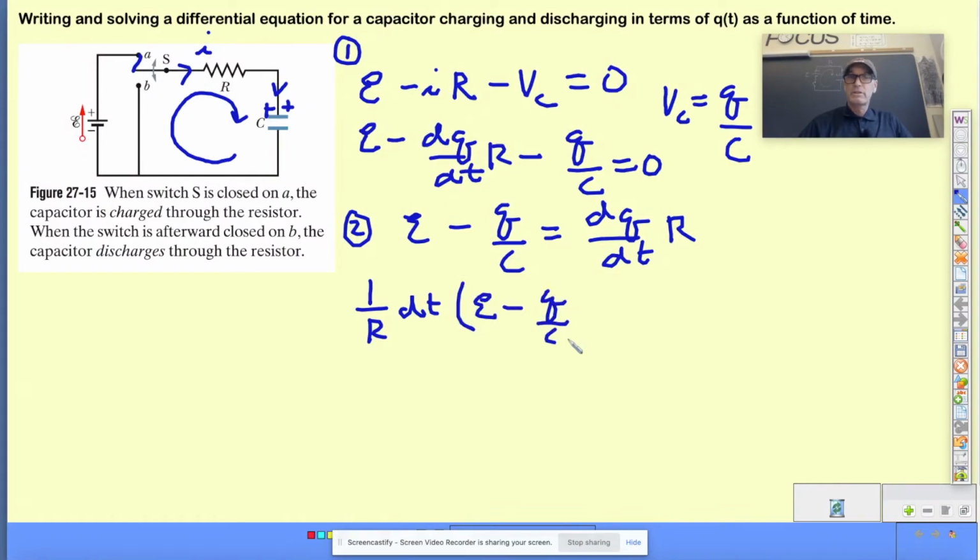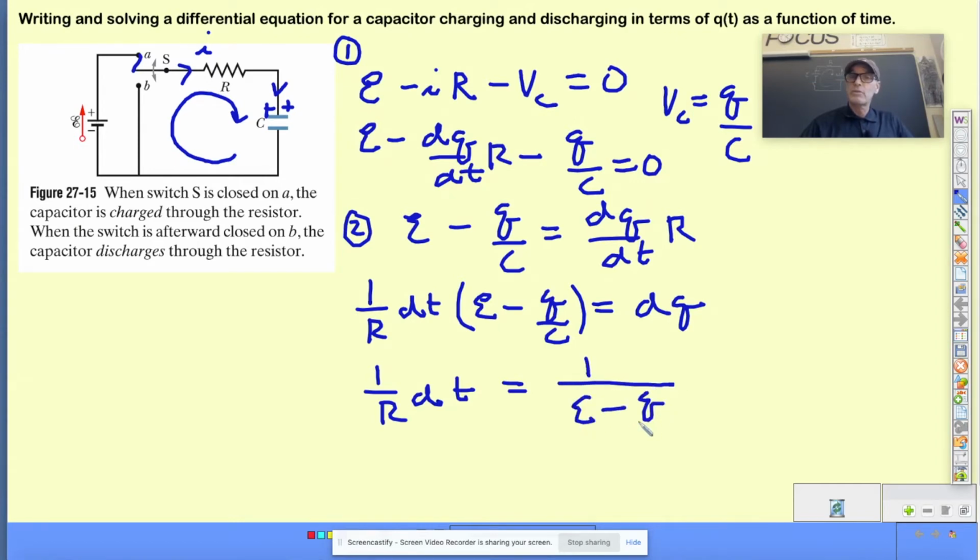Okay, let's just write this. And that's equal to dq. Okay? It's part of the separation. My next step is to divide both sides by the quantity E minus Q over C. 1 over R dt is equal to 1 over E minus Q over C dq.